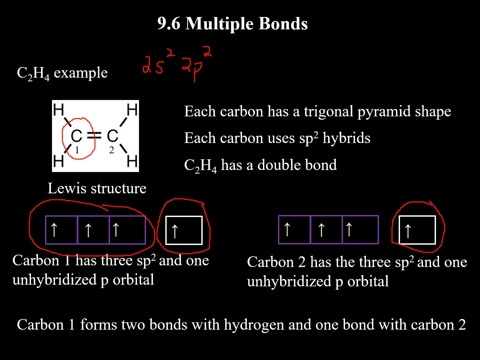Again, I'll just repeat. We can look at carbon 2 now. Carbon 2 has the same electron configuration, 1s2, 2s2, 2p2. And to explain that, the s orbital hybridizes with 2 p orbitals, and you make 3 sp2 hybrid orbitals. And 1 is left over. Again, this will form a double bond with the unhybridized p orbital from the first carbon.